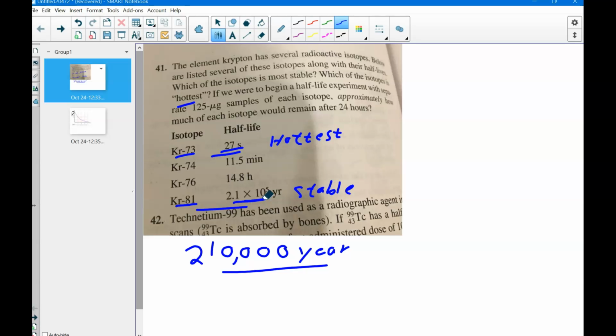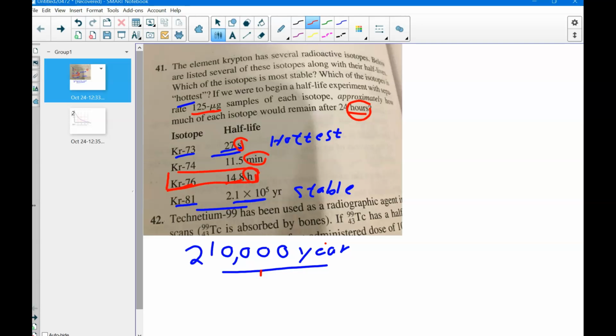Now, what I want to focus on first in terms of the question is the µg, which is micrograms. I'm not even worrying about the grams or the unit right now. I'm looking at 125 micrograms. I'm going to use Krypton 76 as the example because its units match up with the units here. So when you do the calculation I'm about to show you, make sure the units are all the same as the half-life.